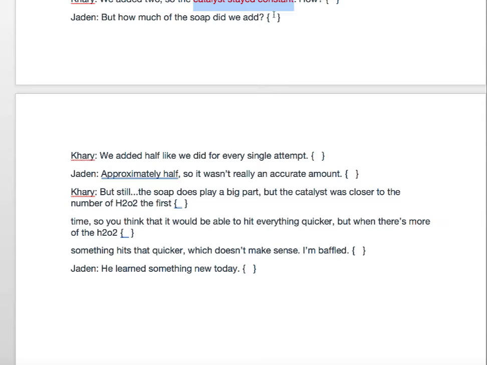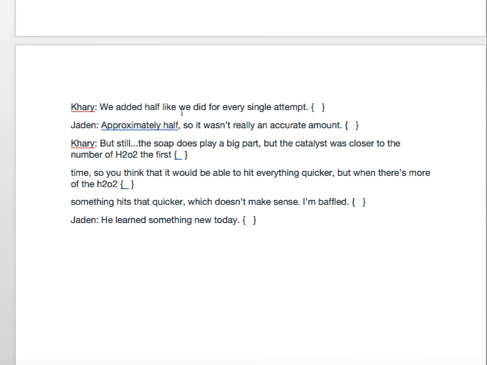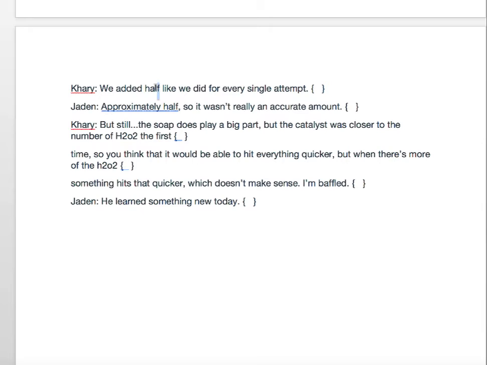Yeah, how much soap did we add? I mean, that function is an academic function for sure. But I'll just save that for language of the discourse for now. We'll just put that one in as language for the topic. Phrases like half, single attempt, every attempt. Okay, approximately half, kind of like that. Accurate amount.